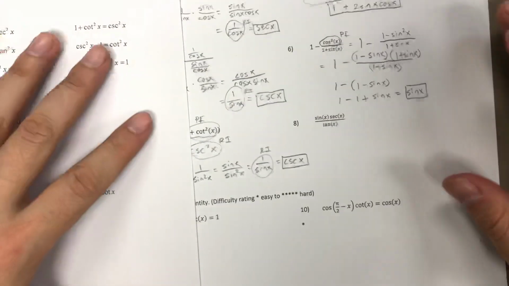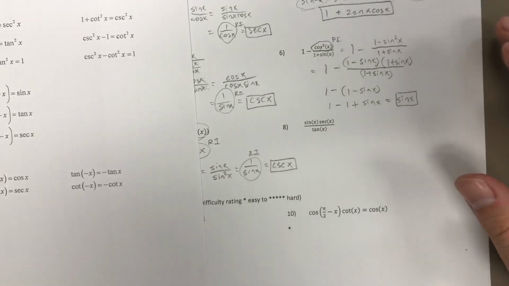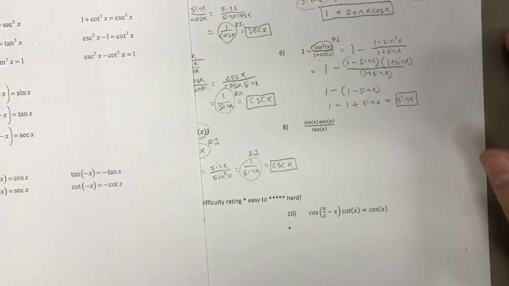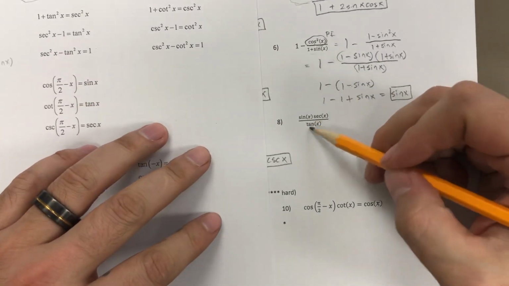And then we'll do one more, and then we'll go on to a new video for the verify problems, which tend to go a little bit faster, especially when you practice some of these different methods that we've gone over. Okay, on to number 8. So I see a sine, a secant, and a tangent.